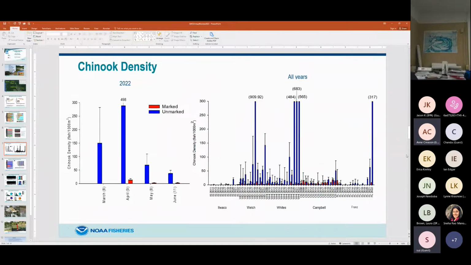I'm looking into the Chinook density. As you can see, March was our highest density for unmarked Chinook. Marked Chinook was the highest also in April. However, typically we see that more towards the May season, but this year we saw a lot more in April. It was very good catches this year, the cold spring.